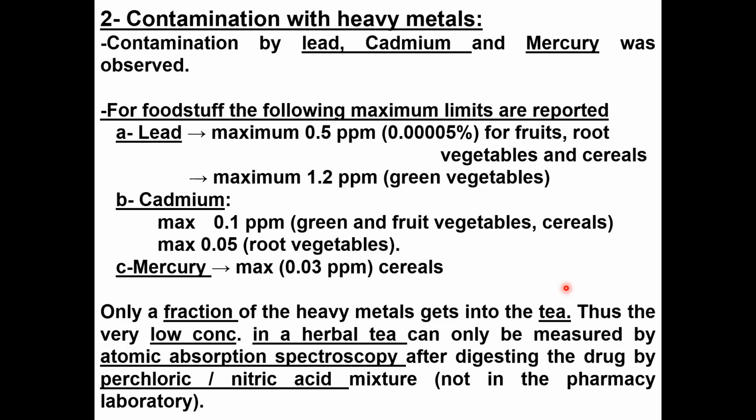How are the levels of these residues estimated in herbal drugs? This is carried out by digestion of the herbal drug using a mixture of perchloric and nitric acid, and assay of these elements, the heavy metals, using atomic absorption spectroscopy. This is not available actually in the pharmacy. It can be run in special laboratories.